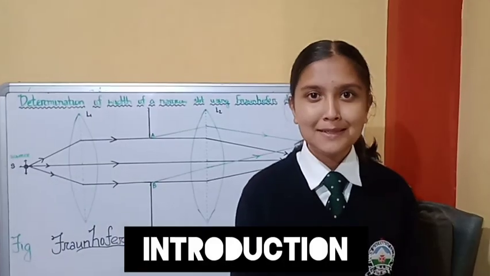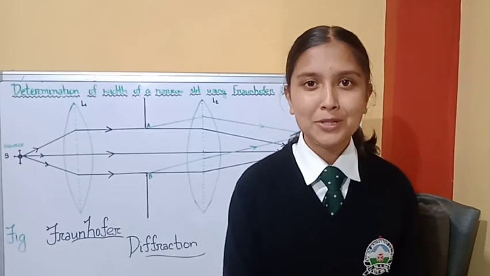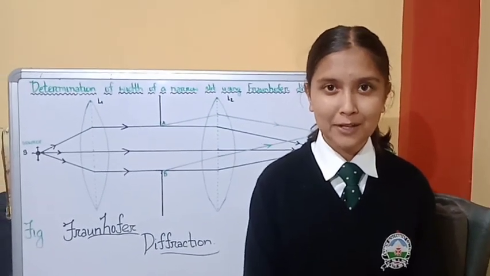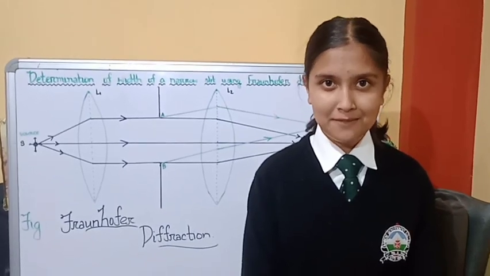Hello everyone, this is Ritika Sharma with roll number 20 NSO409, and my topic is to determine the width of a narrow slit using Fraunhofer diffraction.